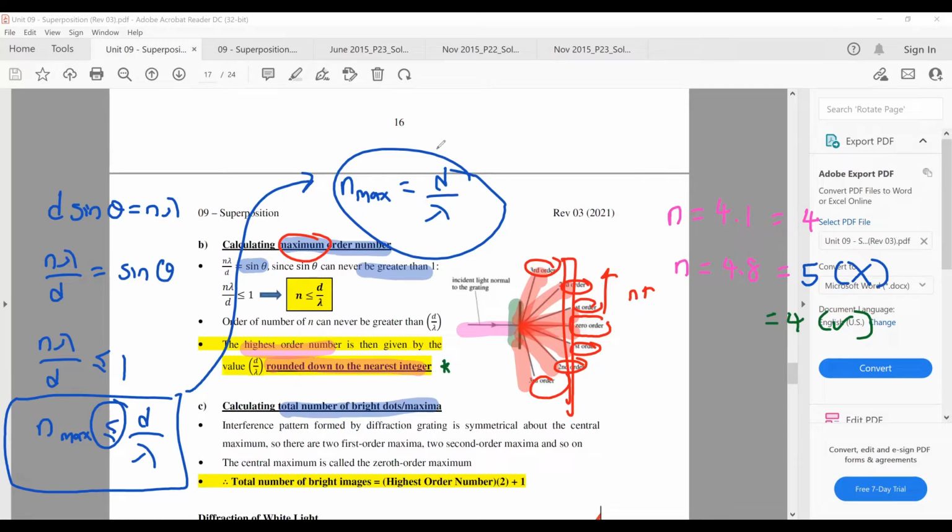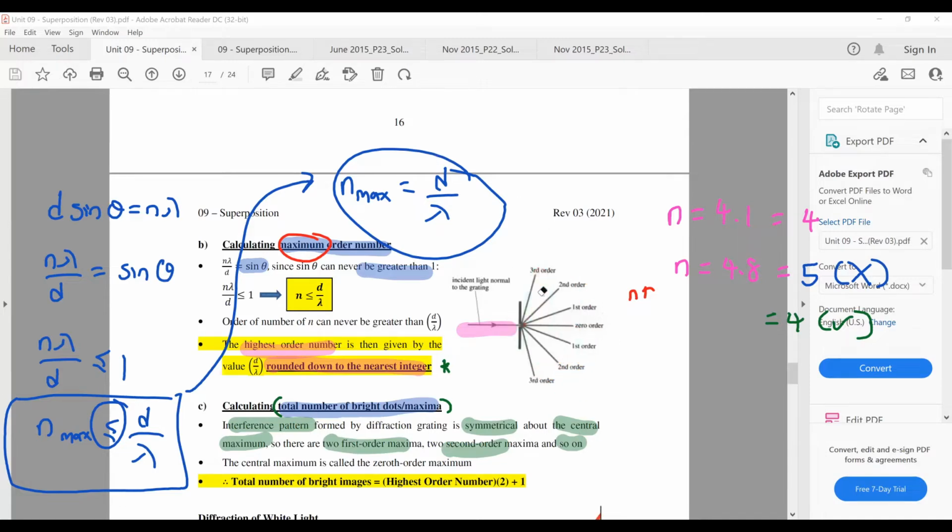All right, then the last one that I just need to mention before I end the class is that sometimes rather than finding maximum order number, they will ask you to find the total number of bright dots or maxima. So remember, one of the first things that I mentioned just now was that the interference pattern that is formed is usually symmetrical about the center line or the central maximum. So normally you have 2 first order maxima, 2 second order maxima, and so on. You can actually see it over here. You have 1, 2, 3. You also have 1, 2, 3.